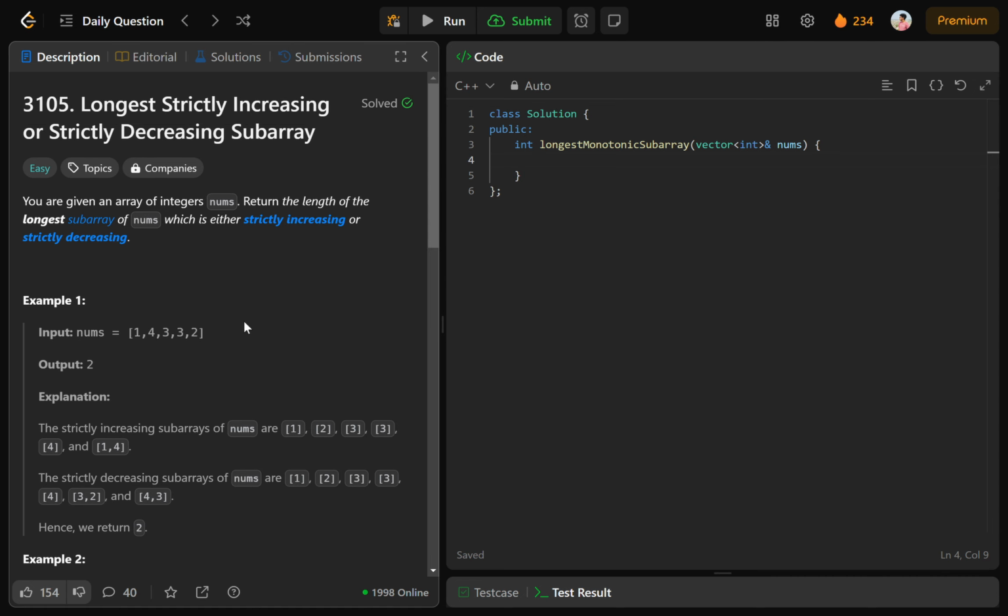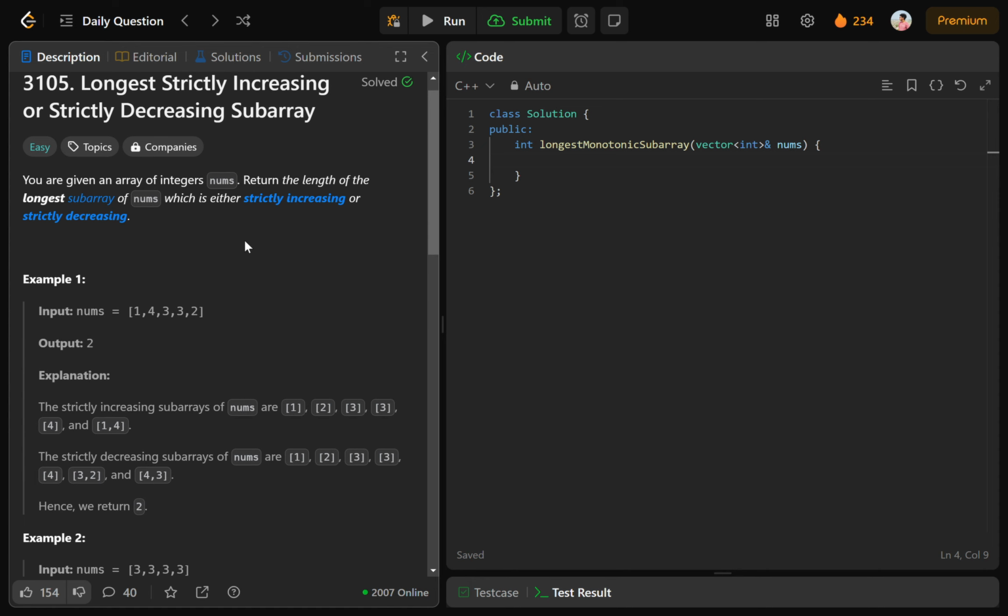We will take counter 1 for strictly increasing. If the current element is greater than the previous element, that means it is following the property of strictly increasing, so we will increment the counter for strictly increasing. If the element is smaller than the previous element, we will increment the counter for decreasing because it is following the property of the decreasing subarray.